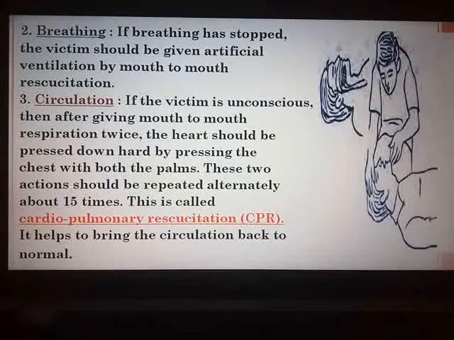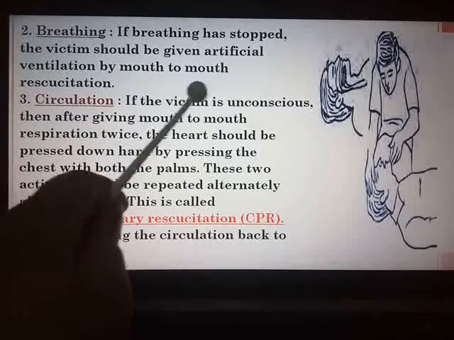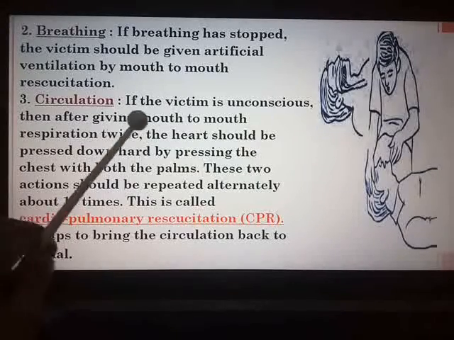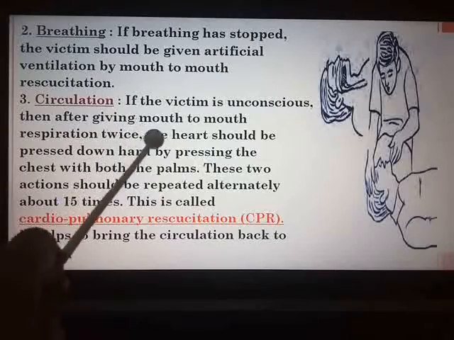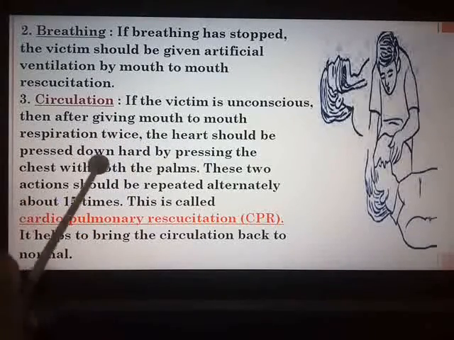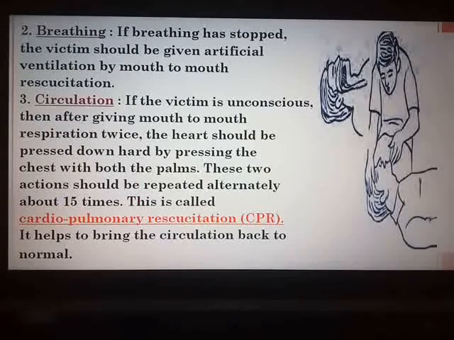Third is circulation. If the victim is unconscious, likely that the victim can become unconscious, then after giving mouth-to-mouth respiration twice, the heart should be pressed down hard by pressing the chest with both the palms. Here the patient is not a doll or a non-living thing upon whom you can practice. So you should be thorough.